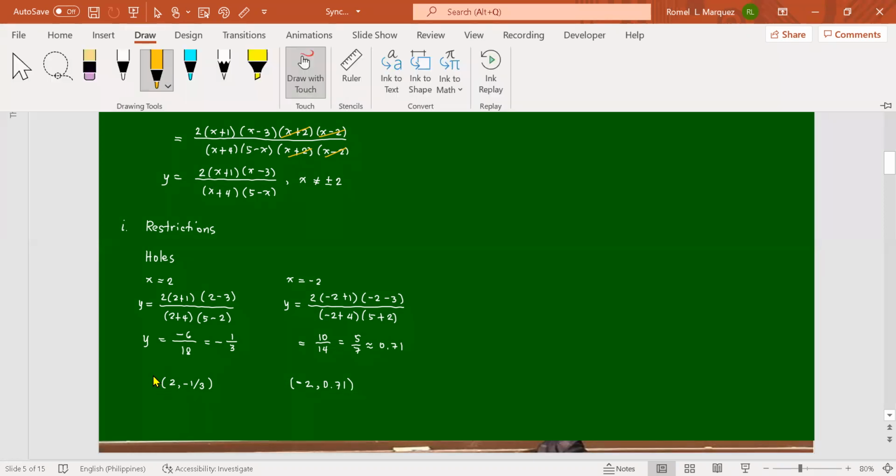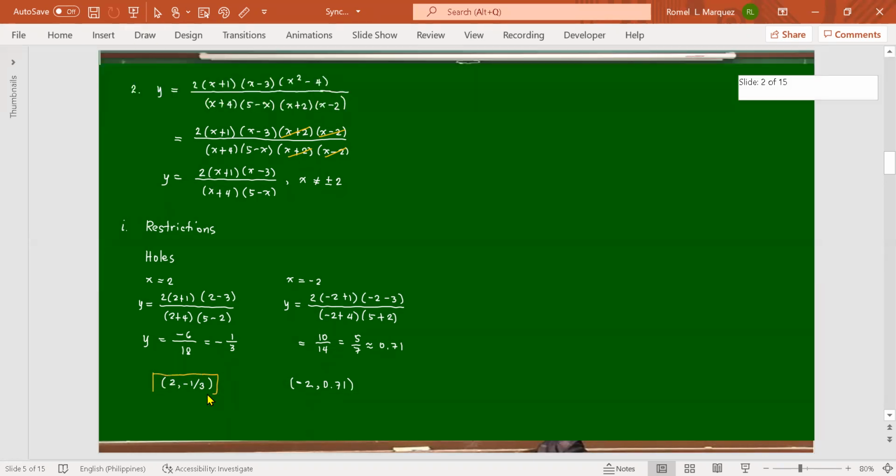Let's box this. Don't forget that this is a hole, ha? Remind me later, baka makalimutan ko, kasi I'm not seeing it. Unlike in the actual board, you will see everything. Okay, next we have asymptotes. For asymptotes, there are vertical, horizontal, and or slant, no? Let's start with vertical.